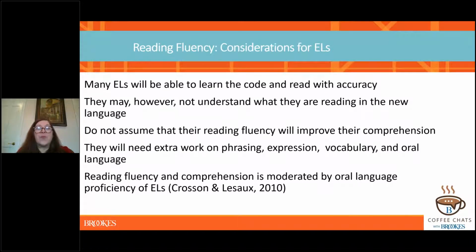So just know that English learners will be able to learn the code. They're going to read, but oftentimes they don't understand what they're reading. So again, we're going to need to work on that vocabulary, which we'll talk about. But don't just assume because reading fluency increases that their comprehension is going to be there. They're going to need extra work on the comprehension, on the vocabulary, and on the expressive language, because reading fluency and comprehension for English learners is moderated by their oral language proficiency. So that's what's different. That's what's special about reading fluency development amongst English learners.